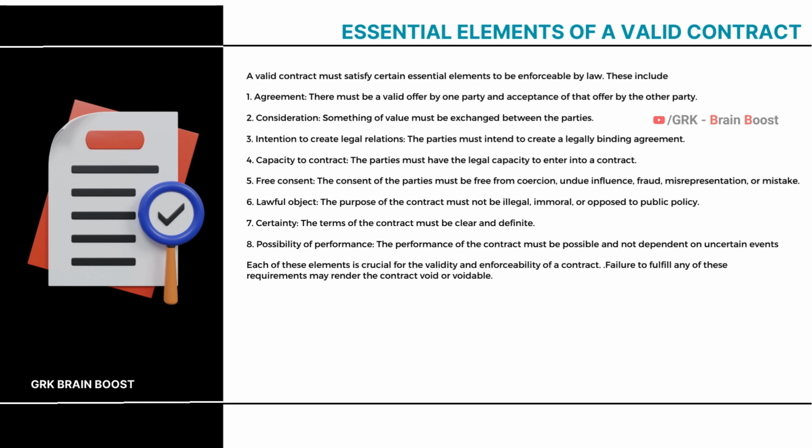Seventh one, certainty. The terms of the contract must be clear and definite. Eighth one, possibility of performance. The performance of the contract must be possible and not dependent on uncertain events. Each of these elements is crucial for the validity and enforceability of a contract. Failure to fulfill any of these requirements may render the contract void or voidable.